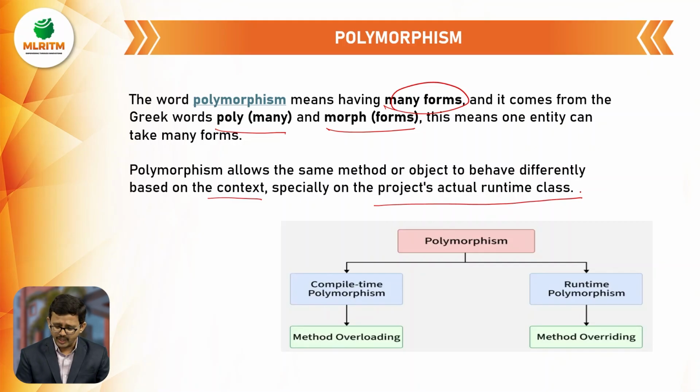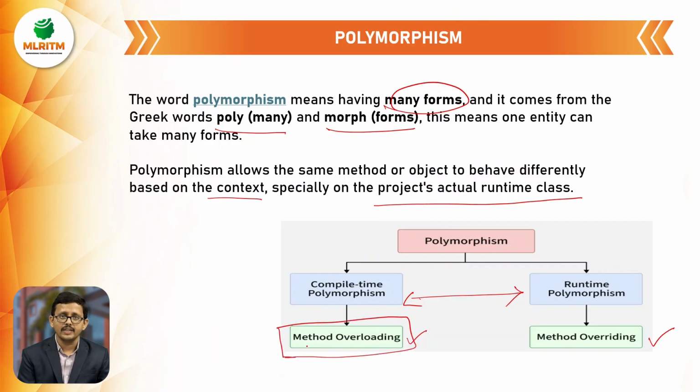This polymorphism is mainly classified into two types. We call them compile time and runtime polymorphism. Compile time polymorphism gives us method overloading, and runtime polymorphism gives us method overriding. These are two important concepts which we'll be dealing with further. For the time being, just understand that method overloading deals with the same class with different parameters declared in it, and method overriding means the same method having the same parameters. We'll be dealing with them in detail in the coming classes.